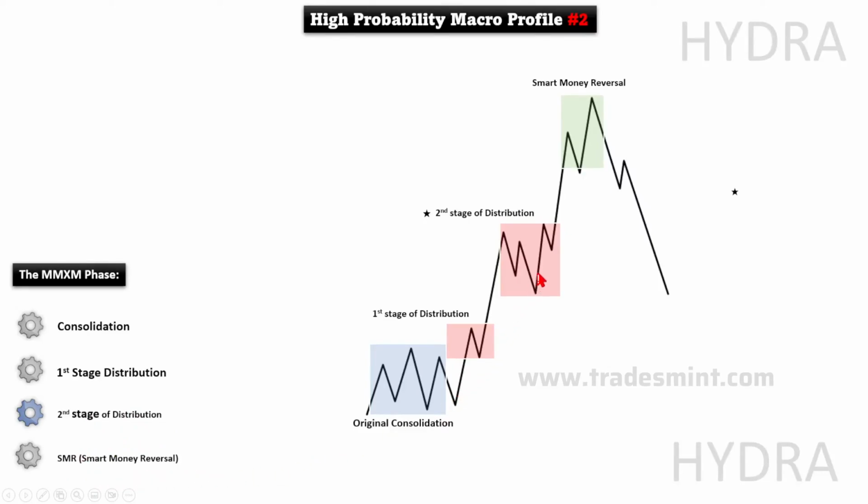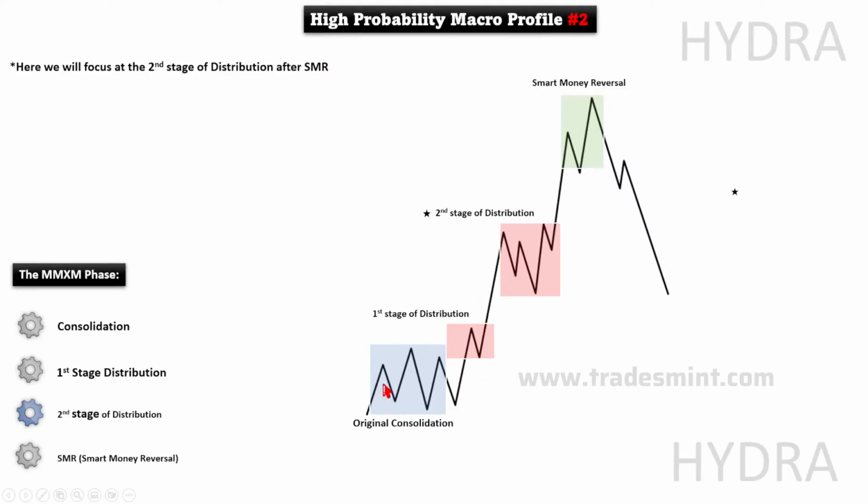We'll be talking about each and every one of these steps in our further slides. Okay, the high probability condition here is the second stage of distribution. We have a low here because that's where our breaker will form. Here we'll be focused on the second stage of distribution after SMR.